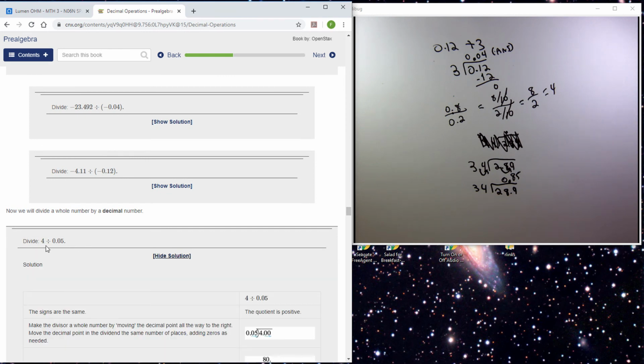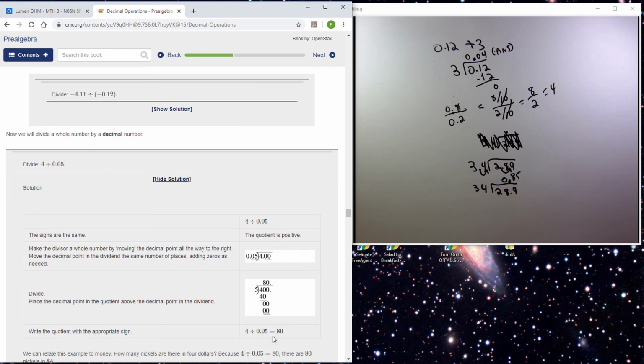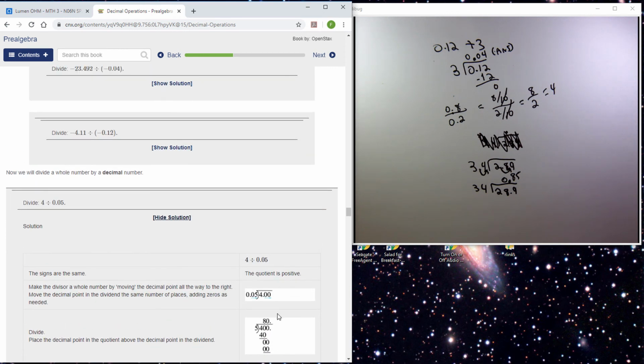Now you have 4 being divided by 0.05. So I'm dividing by a fraction, so I have to shift it to make it a whole number. I shifted 2 places, so on the inside I shifted 2 places. So now once I've done that, I know where the decimal point is going to be. Take the time to go ahead and rewrite it before you do your division. In fact, that's what they did here. They rewrote it. Then they did their division.